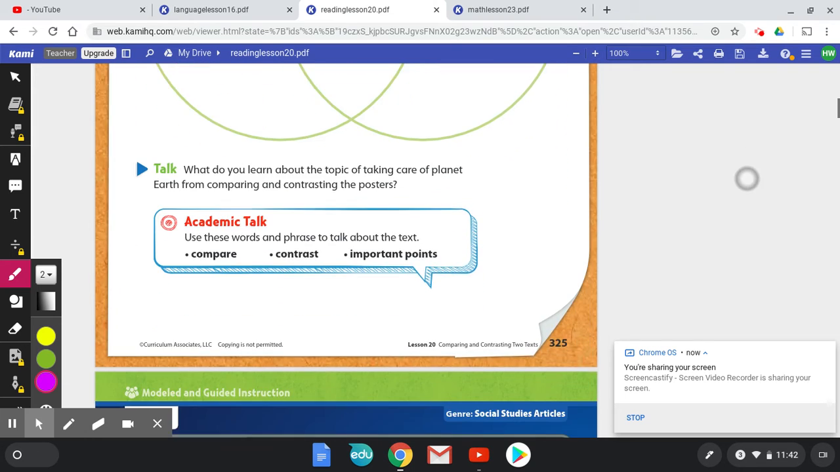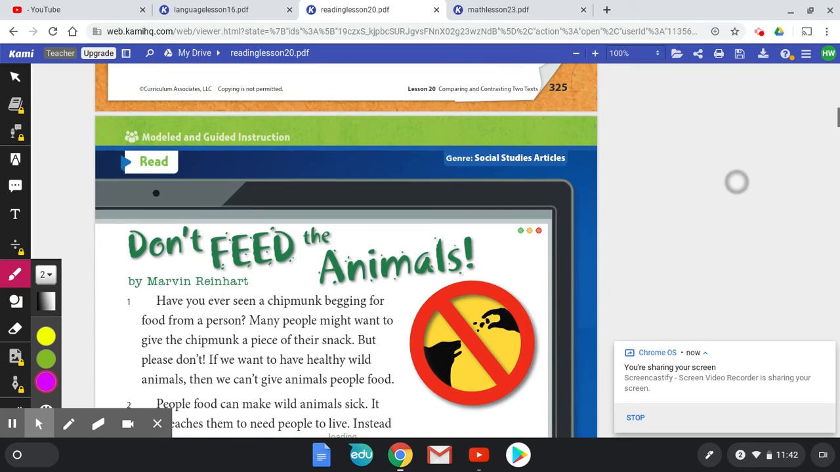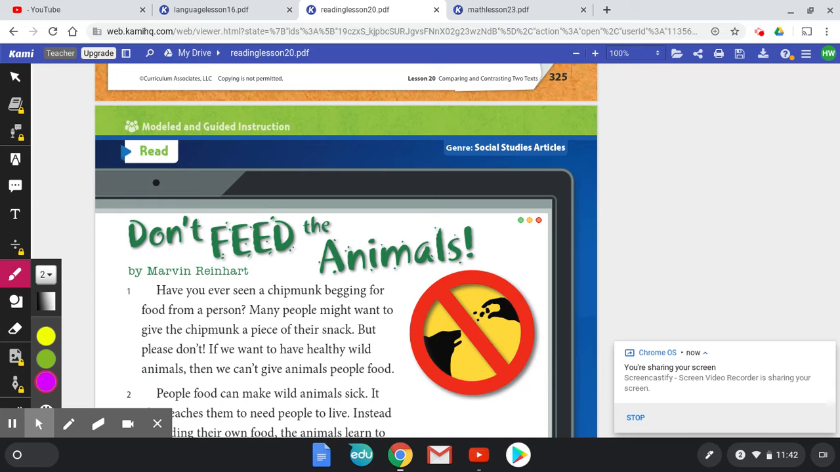Hey guys, yesterday we started our new lesson of comparing and contrasting two texts. And we were talking about the two pictures or the two posters that they had in the drawing, and we were comparing the ideas about them in a Venn diagram.